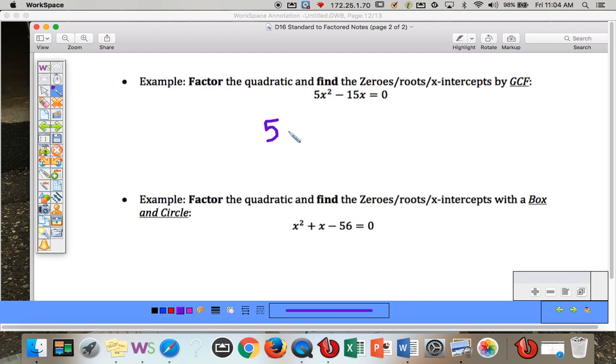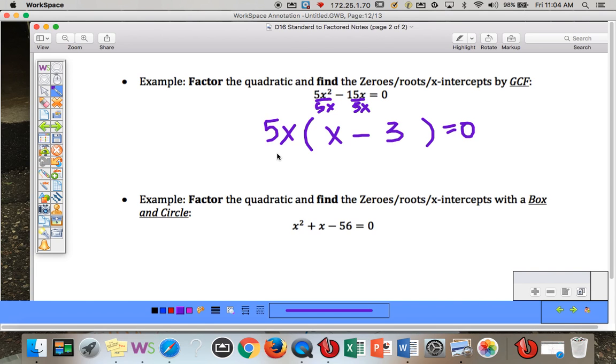So if we do that, pull out the 5x. We'll divide each by 5x and write what's left. So 5x squared divided by 5x, there's an x left. 15x divided by 5x, there's a 3. So this is called factored form.